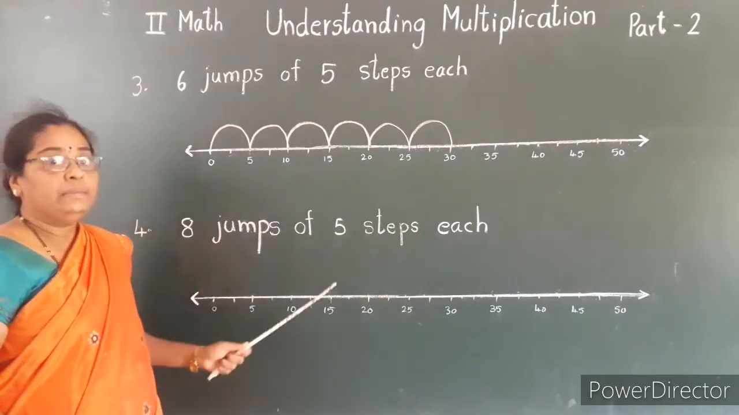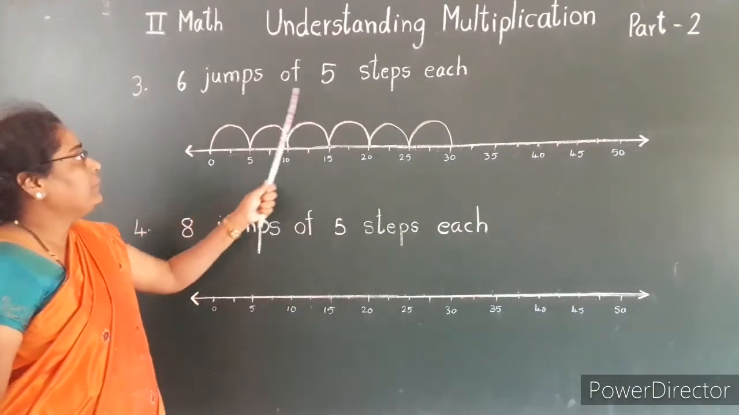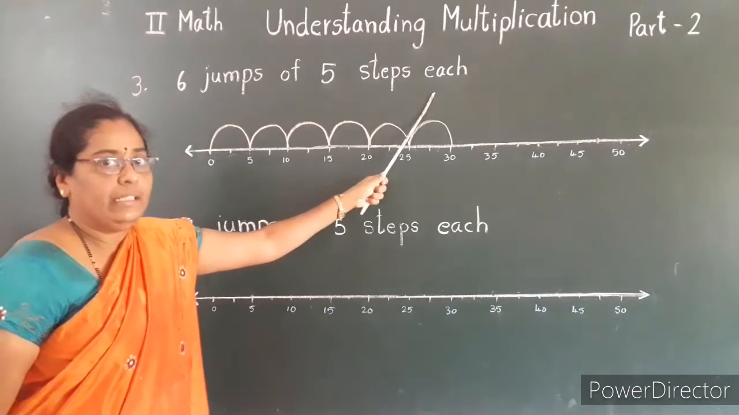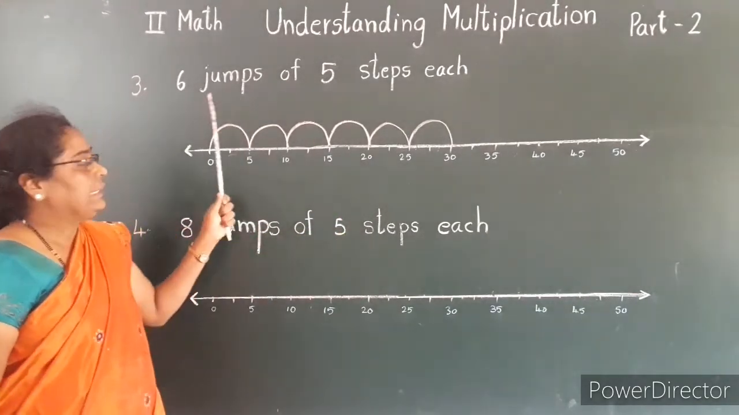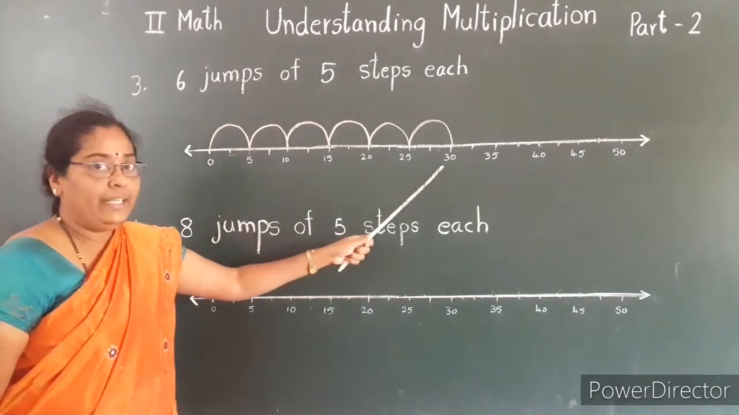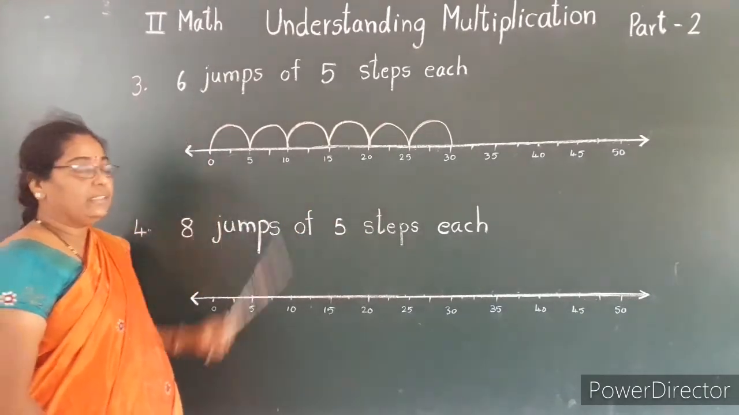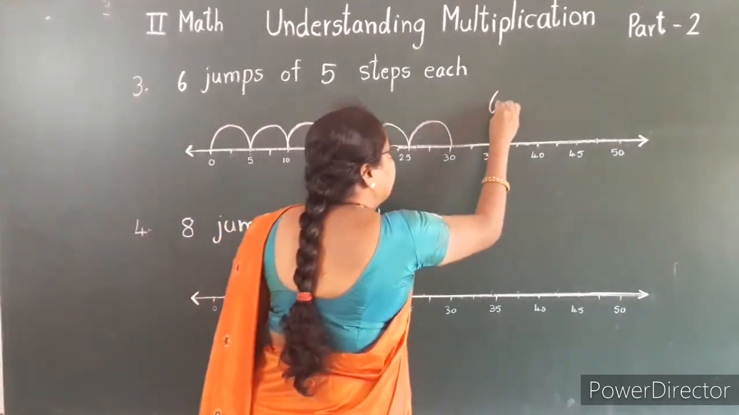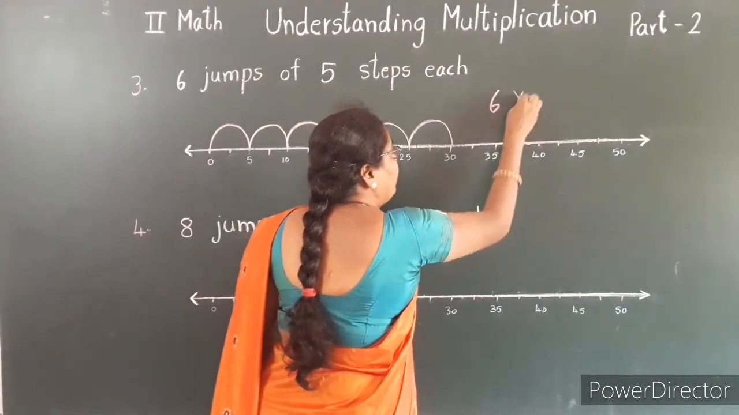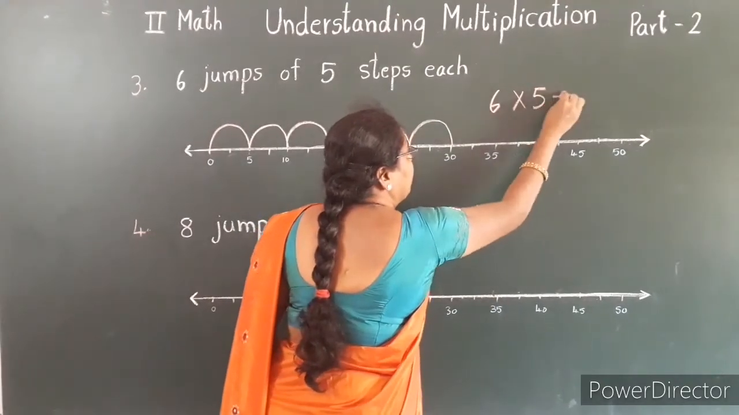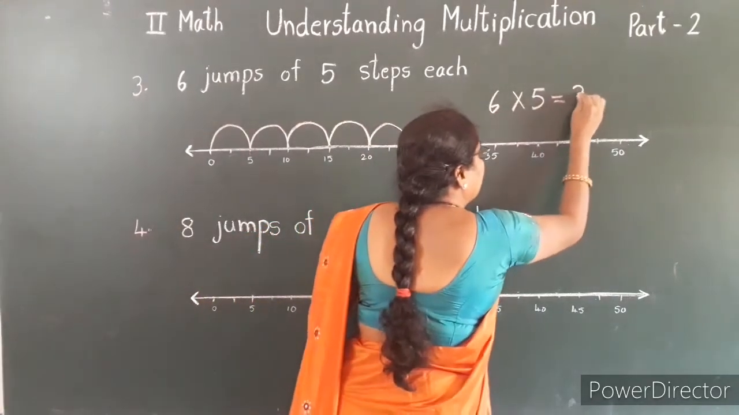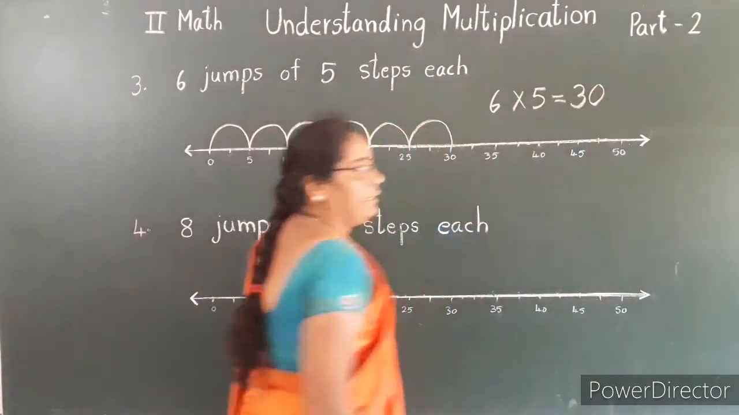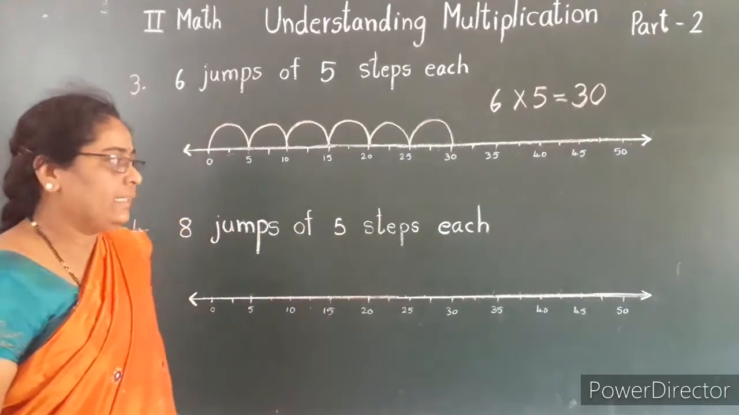Yes, 6 jumps over. 6 jumps of 5 steps each. Then your answer is 30. 6 5s are 30 or 5 6s are 30. 6 jumps of 5 steps or 6 5s are, answer is 30. Let's see one more example.